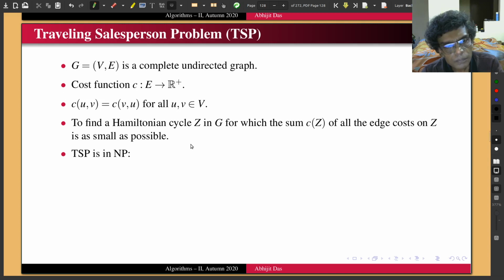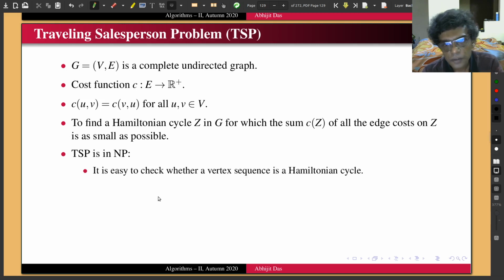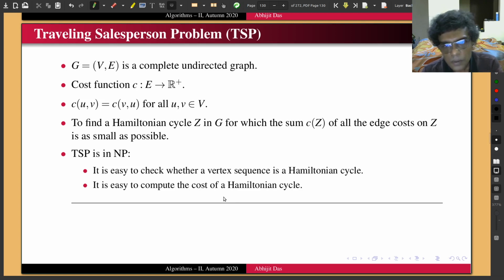So why is TSP in NP? Let us have a quick look. Given a sequence of vertices, it is easy to check whether it is a Hamiltonian cycle or not. Moreover, given any Hamiltonian cycle, it is fairly straightforward to compute the total cost of all the edges. So it is easy to compute the total cost of a Hamiltonian cycle. So this is a problem in NP for optimization problems.